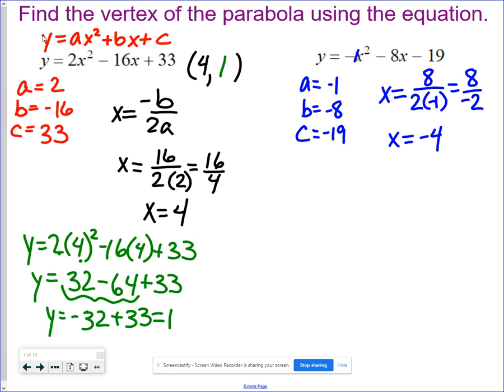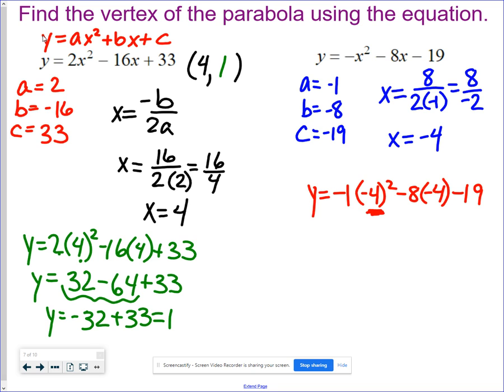When I substitute that in, I want to be careful here. I'm going to erase that negative 1 that I put in there, because that negative in front of the x squared is not the same as the negative in front of the 4. Those are 2 different things. So I'm going to have y equals negative 1 times a negative 4 squared minus 8 times negative 4 minus 19. I'm going to strongly suggest use parentheses when you're doing that substitution.